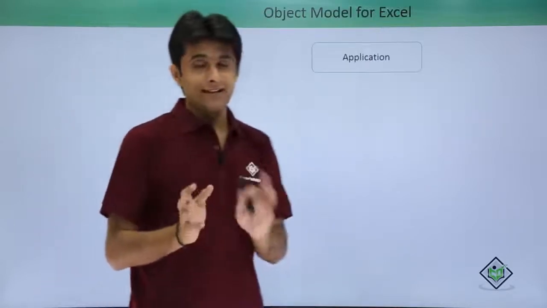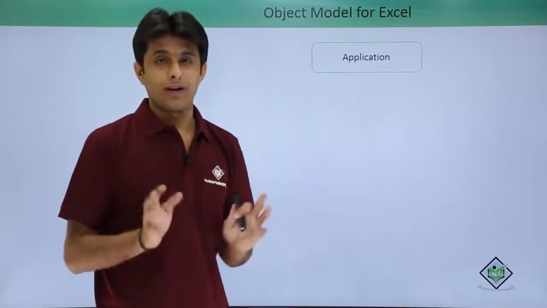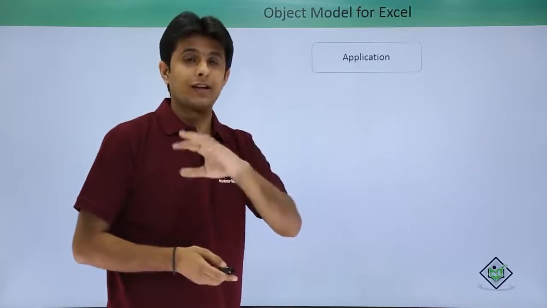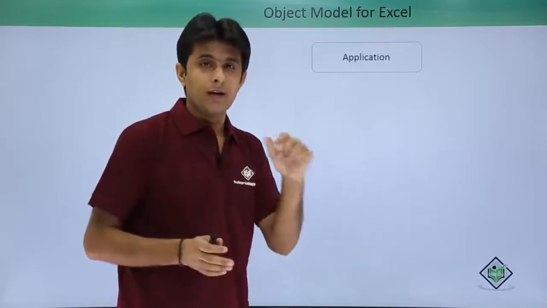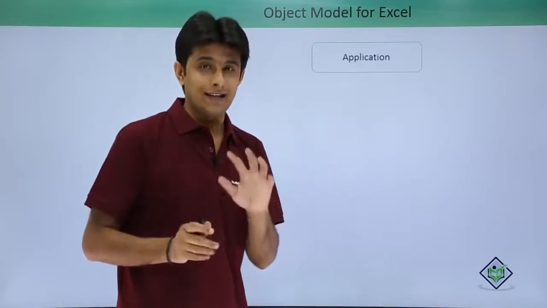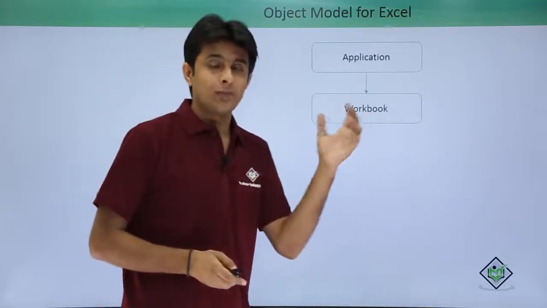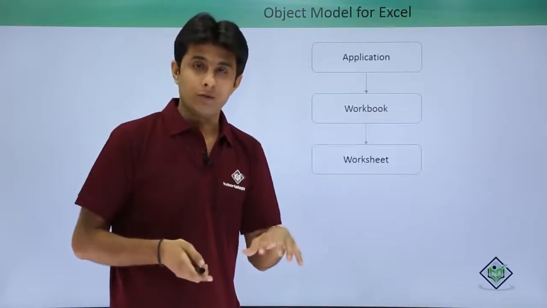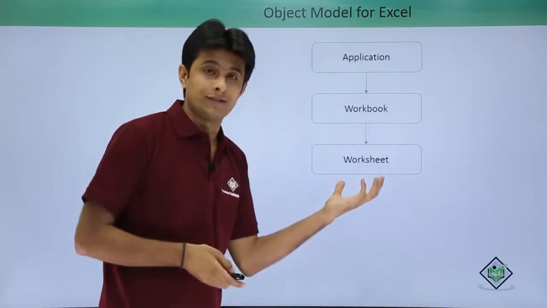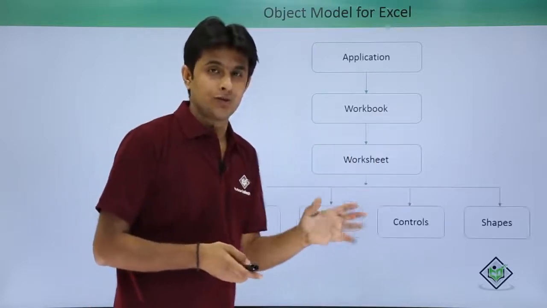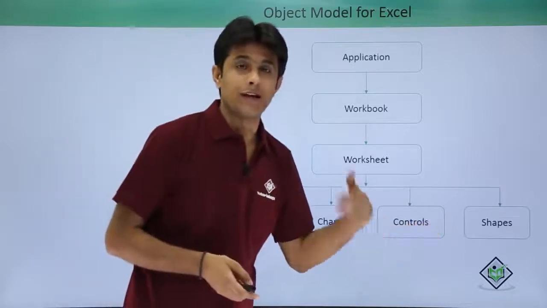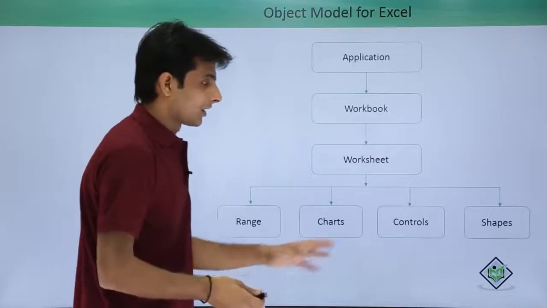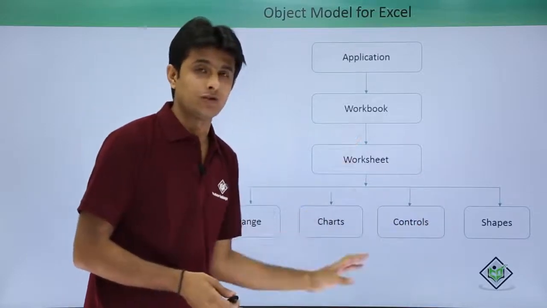Now what exactly is the object model in Excel? What exactly is the hierarchy of the objects? The very first thing is the application. It can be anything: Excel, Word, PowerPoint. But in this example, I have taken Excel as the application. Inside Excel, you might have multiple workbooks, multiple files. Inside one workbook, you might have multiple worksheets. And worksheets can have a range, charts, controls, shapes and so on. There are many things to be discussed.